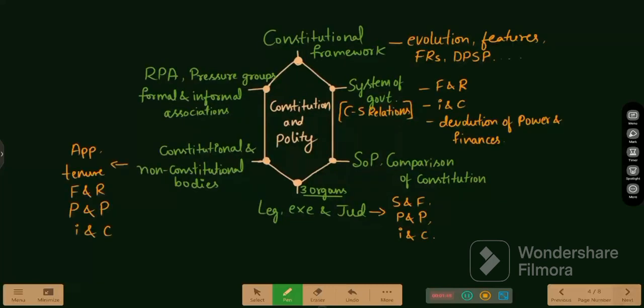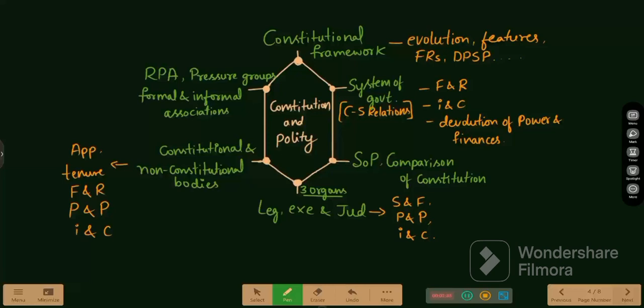So, in the constitutional framework and system of government, these 2 units, headings given by Lakshmikant. Constitutional framework consists of evolution, features of the Indian constitution, citizenship, India and its territory, fundamental rights, DPSP, fundamental duties, amendment, basic structure, etc. This whole set of topics comes under the heading constitutional framework. Now, system of government. Generally we'll study here whether the Indian system is unitary or federal.